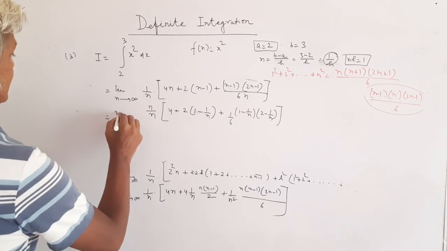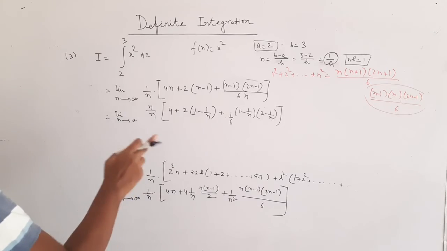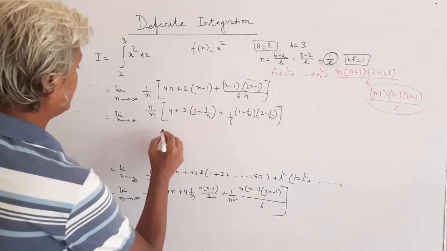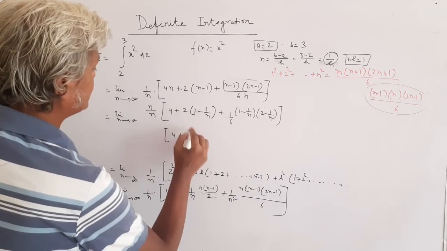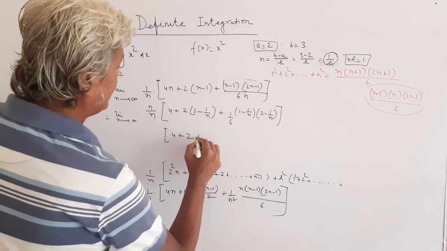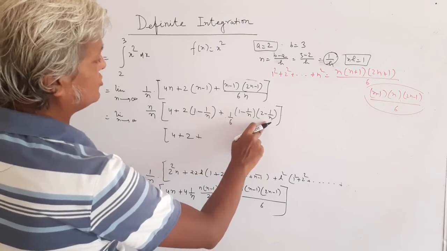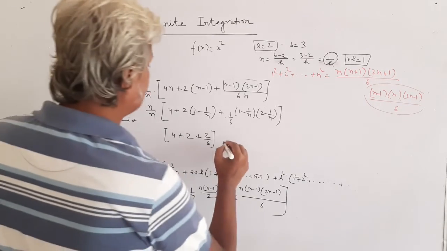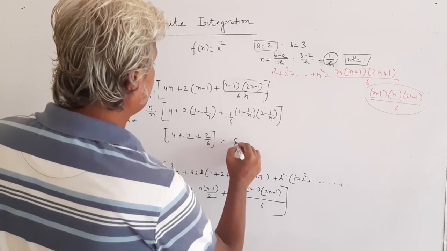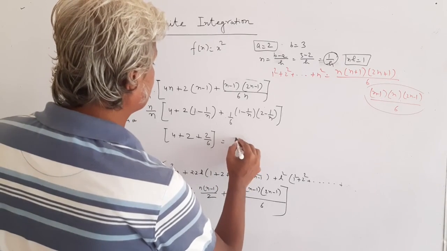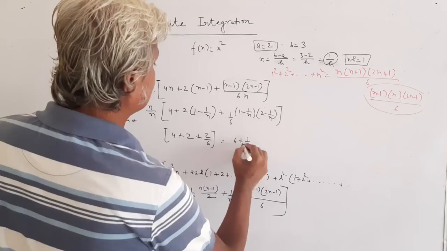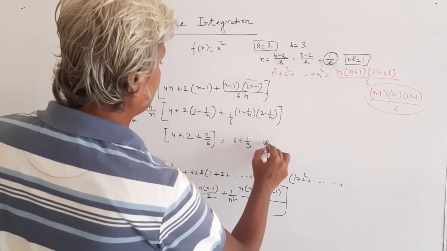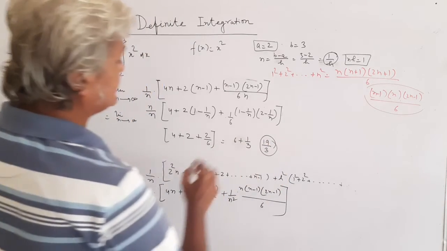So this is limit n tends to infinity. Now when n tends to infinity, this n by n becomes 1, and wherever you have 1 by n, that all becomes 0. So what you get? You get 4 plus this is 2 into 1. And what is this? This is 1, this is 2. So this is 2 by 6. Then your answer is 4 and 2, sorry, 4 and 2 is 6, plus 2 by 6 is 1 by 3. So 6 3s are 18 and 1, 19 by 3. This is the answer we are getting.